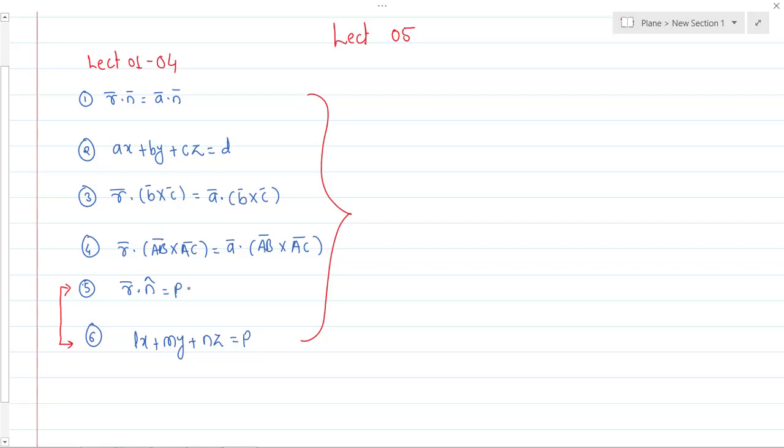So this is nothing but the normal form of the plane. Now we are at the last part of this plane, which is nothing but the equation of a plane passing through the intersection of two more planes. Okay, so this is the last scenario. So let's start this video.